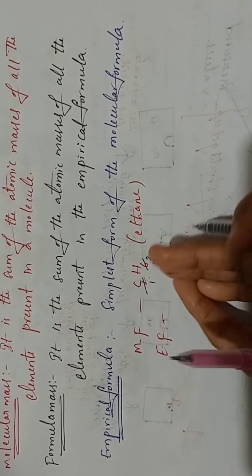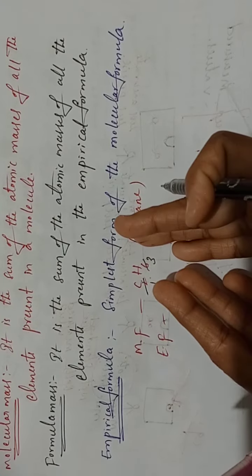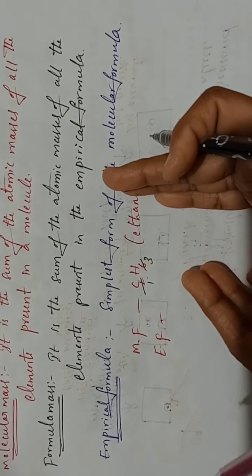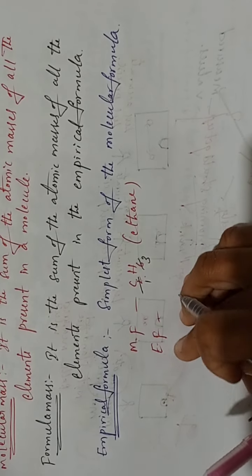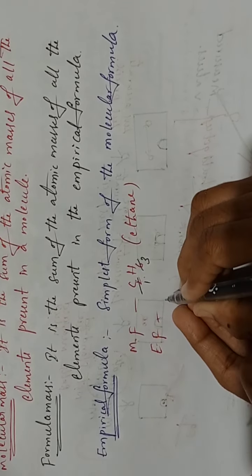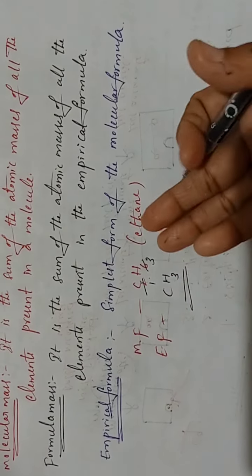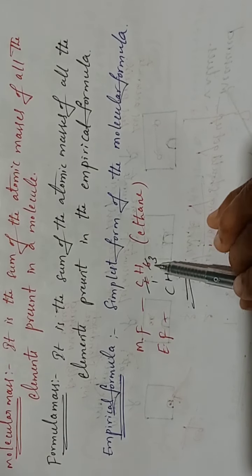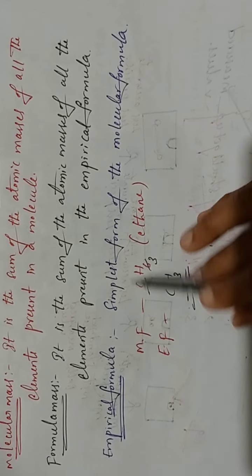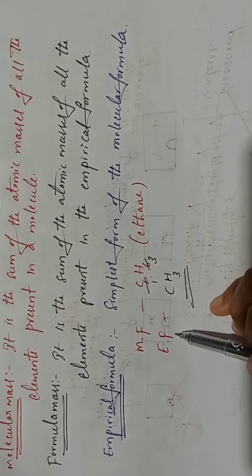Okay, can we still cancel, students? We cannot cancel. Correct? This is the simplest form. Still we cannot reduce it. Are you following? So that simplest form of the molecular formula is called the empirical formula. So what can we write? CH3. This is the empirical formula of ethane. So molecular formula is C2H6, ethane. What is the simplest form of ethane? CH3. This is the empirical formula.